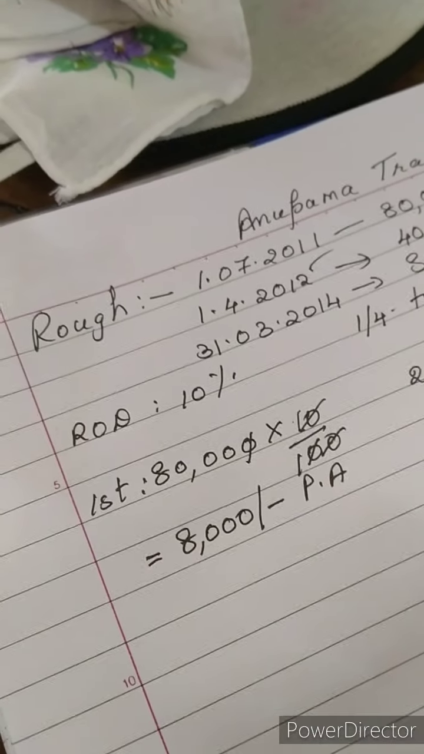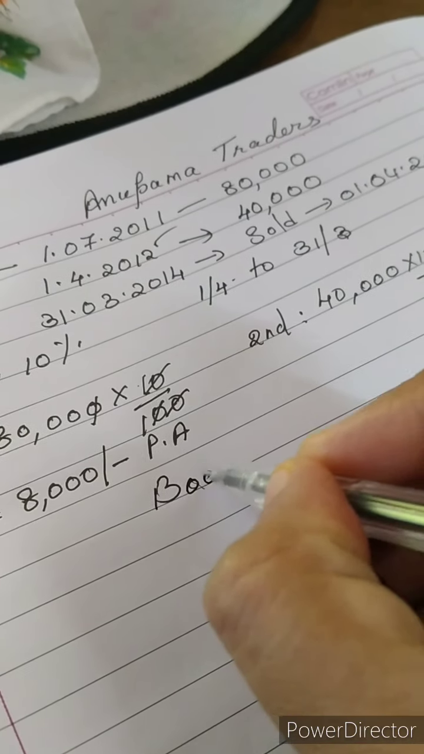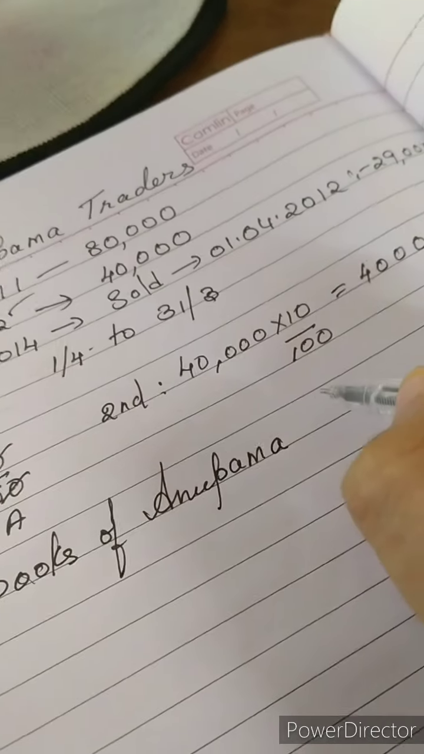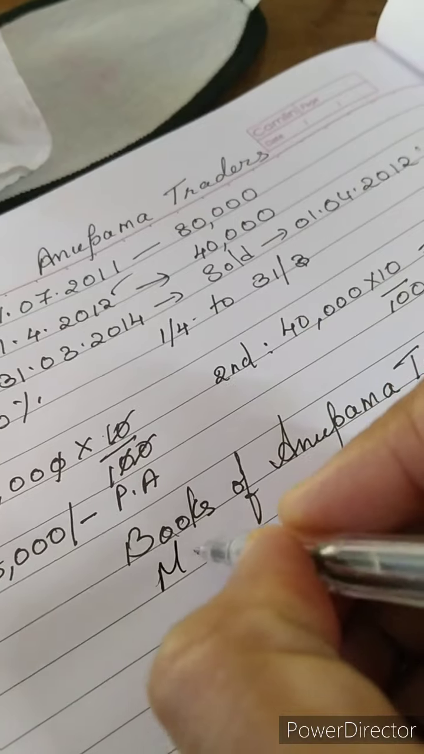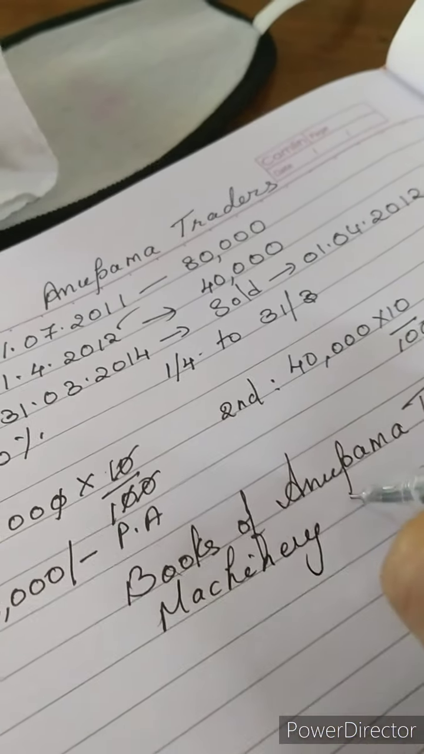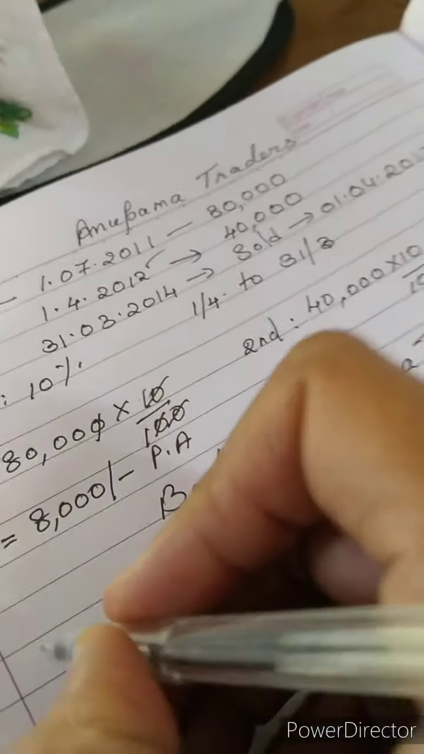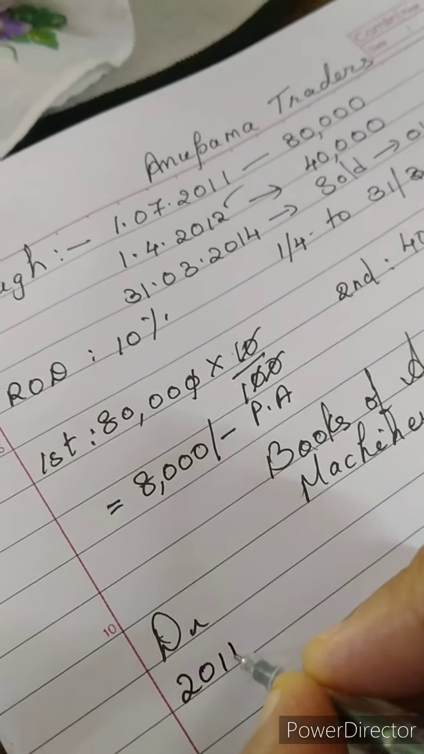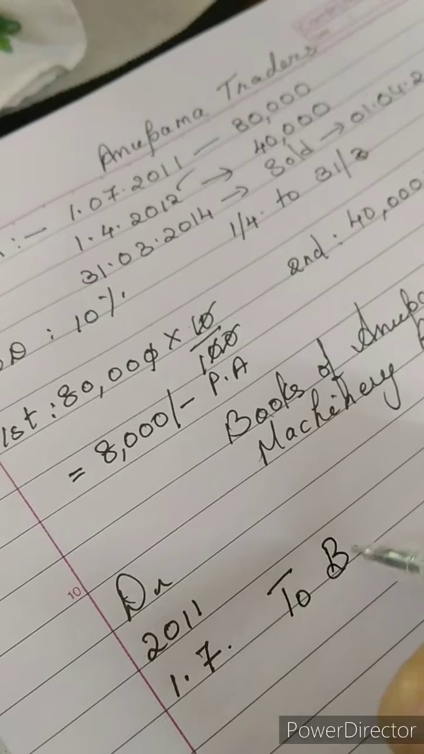Now let us prepare the machinery account. We are asked to prepare it for 3 years. We are writing it in the books of Anupama Traders. Next, we are preparing the machinery account, so you will write it as machinery account under the straight line method, debit, credit. For the first year, 2011, we will write 2011. On 1st of July, we purchased a machinery, that is to bank account.